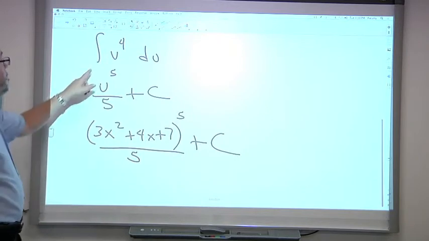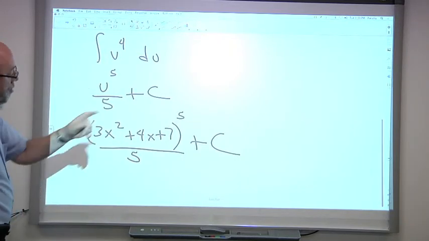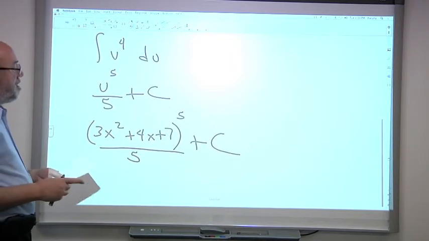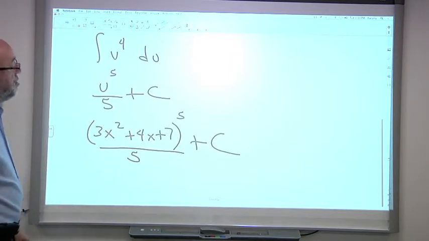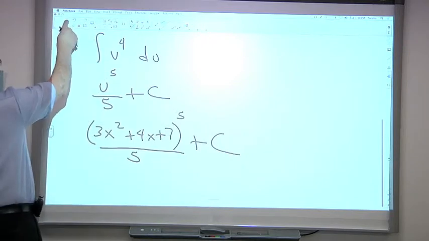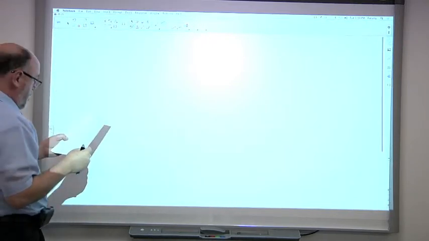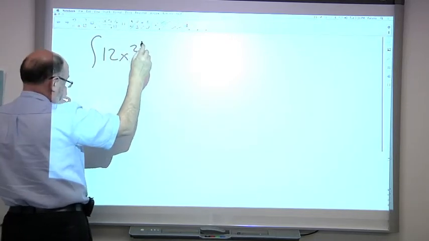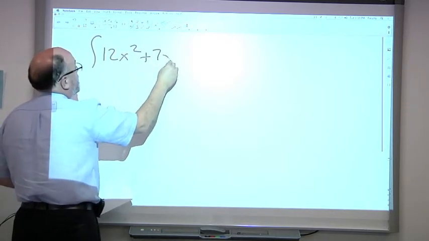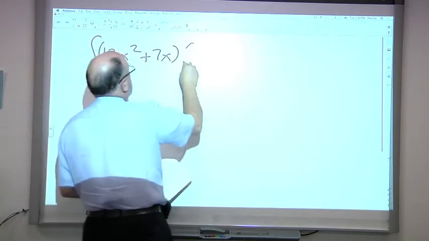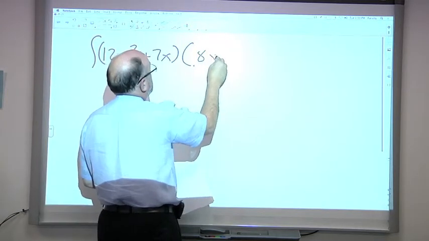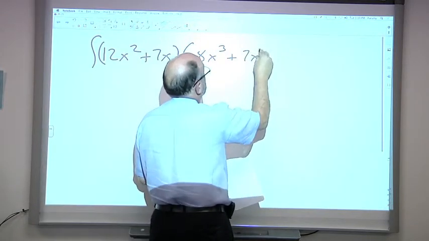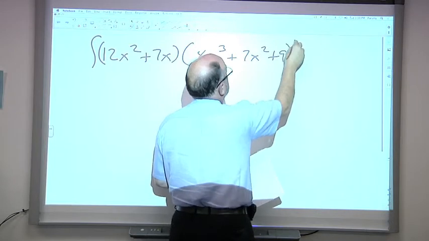Again, we could tell that because there were no numbers there, and so for those, we do end up with an equation, and we do get that plus c at the end. So let's go through another example of this. And so this time, we have 12x squared plus 7x times 8x cubed plus 7x squared plus 9, 8th power.